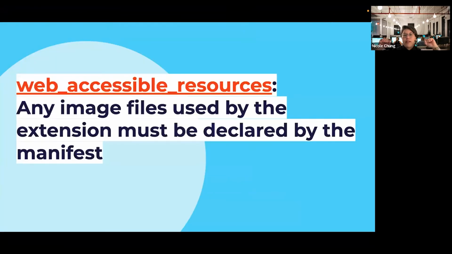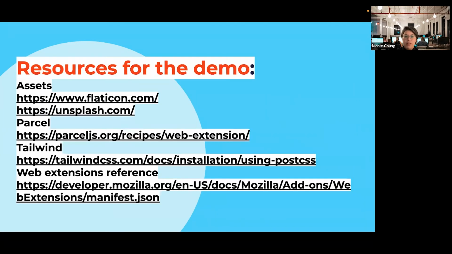So the other thing is, if you use any images, they have to be in this thing called web accessible resources. Any image files used by the extension must be declared by the manifest. So if you want to, like in this one, we're going to inject images into a web page, you have to put that in the web accessible resources key. So this is going to be a demo for React popup.